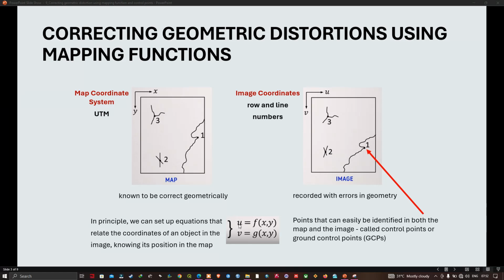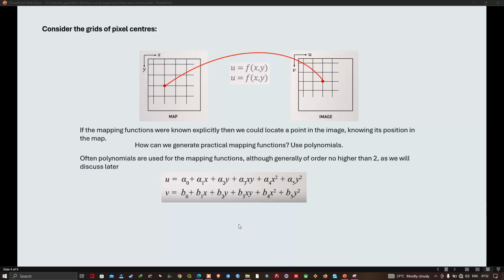Here we show the relationship between the points in the map and the corresponding points in the image by drawing a grid of pixel centers in each case. What we are going to do is choose a grid of positions on the map, and by using the mapping functions find the corresponding grid positions in the image.